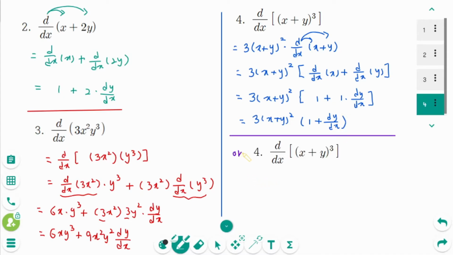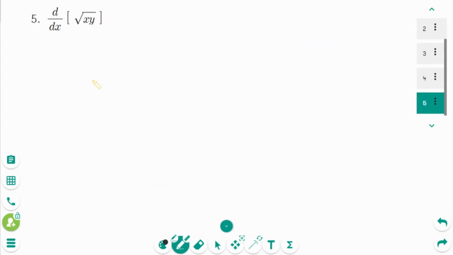Or you can do d dx of (x plus y) to the power of 3 equals 3(x plus y) squared, then (x plus y) prime, use the chain rule, 3(x plus y) squared, then x prime is 1, then y prime is just y prime. Number 5, we can rewrite as d dx of x times y to the power of 1 over 2.